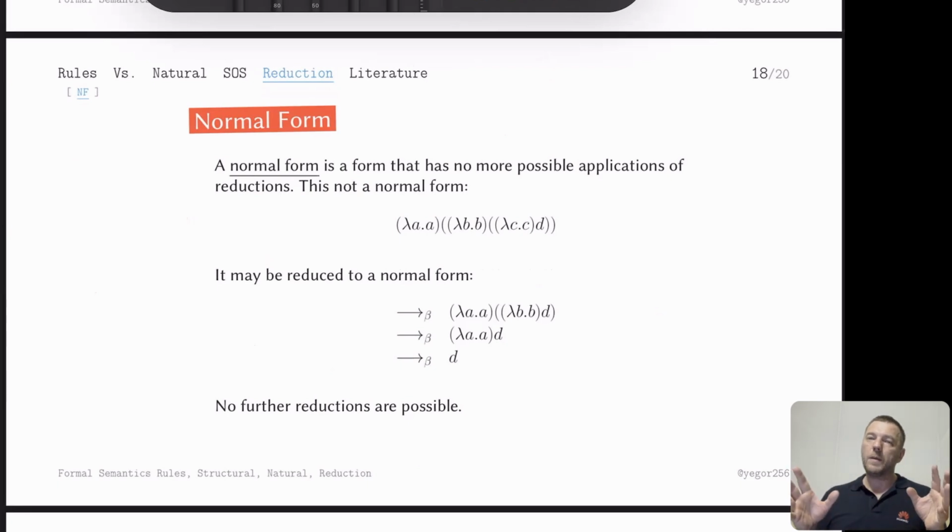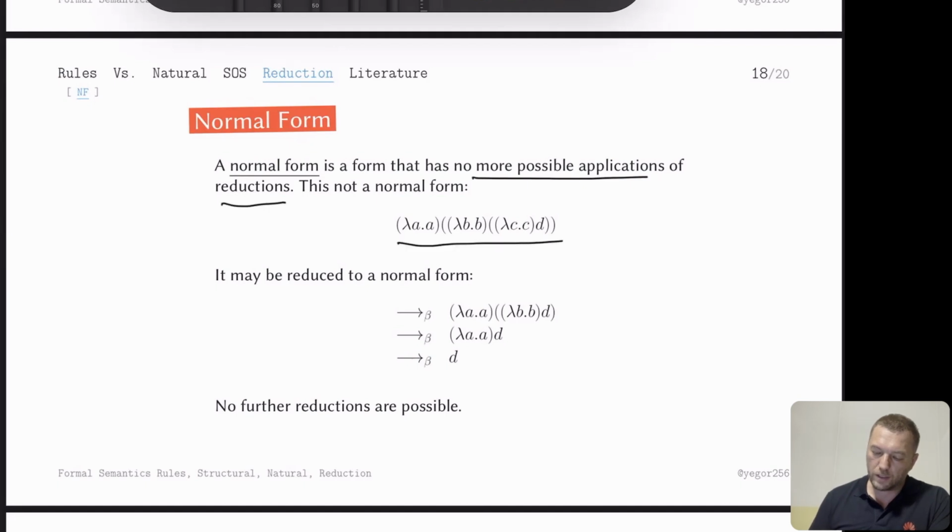But at some point you will stop. And there will be no possible way to simplify it any further. It will be just the simplest form. That's it. There will be no possible reduction anymore. So you cannot continue reducing your expression. And that point is called normal form. So a normal form is a form that has no more possible applications of reductions.